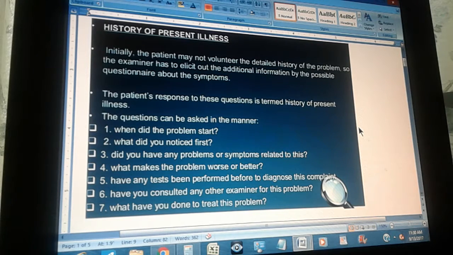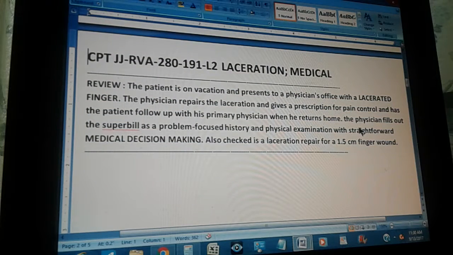Ready, set, go. Okay, this is CPT JJ-RVA-280. That's the page. 191 is the exercise, level 2, which means that it's a little difficult. It's not straightforward, it has some difficulty. The title is Laceration, and it's medical. So, let's read it. Review.